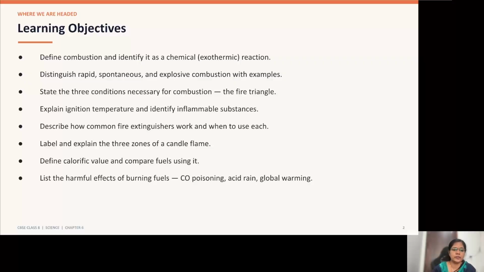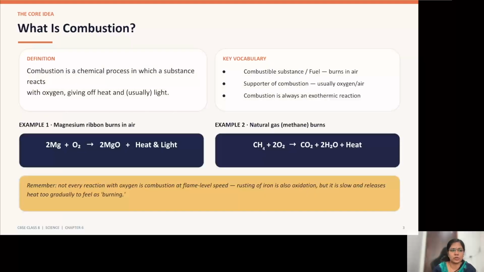I hope you are done. Let's move on. What's combustion? Combustion is nothing but a chemical process in which a substance reacts with oxygen, giving off heat and light. I particularly want to stress two words here: chemical and oxygen.